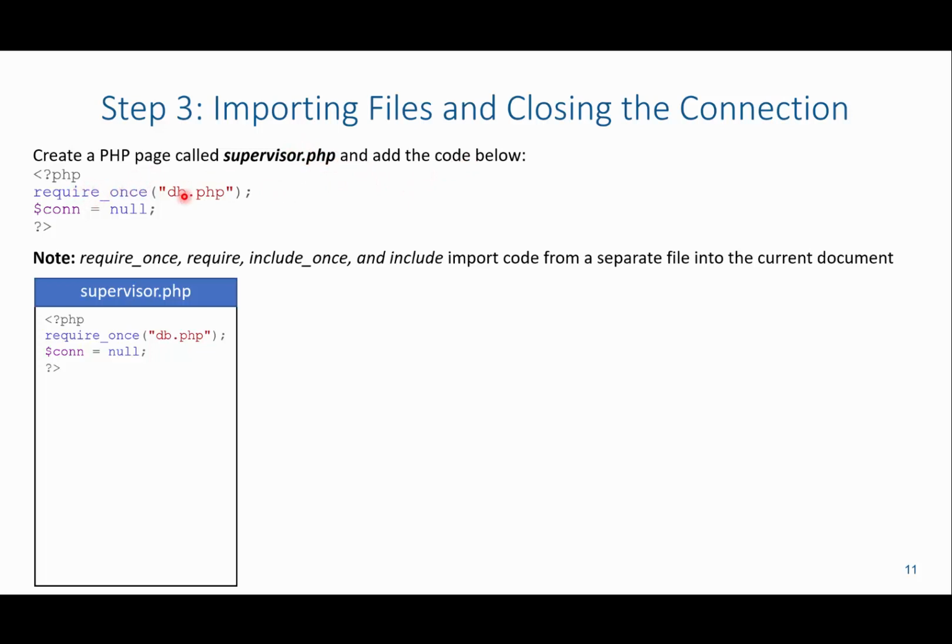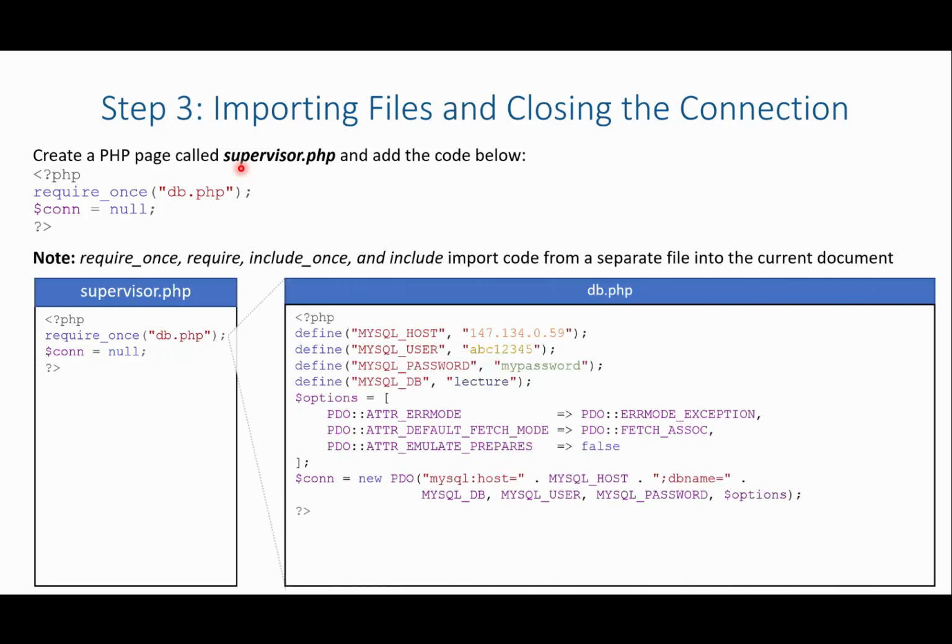So we will require once the db.php. What this is saying is, look in the same directory where I have supervisor.php created. If there is a file called db.php, include all the contents of it. Essentially, it's going to include all the contents of this db.php file, and we will have the connection that's associated with that. Now, the next thing you see here is that I'm going to close the connection by saying connection equals null. This just ensures that there is no open database connection.